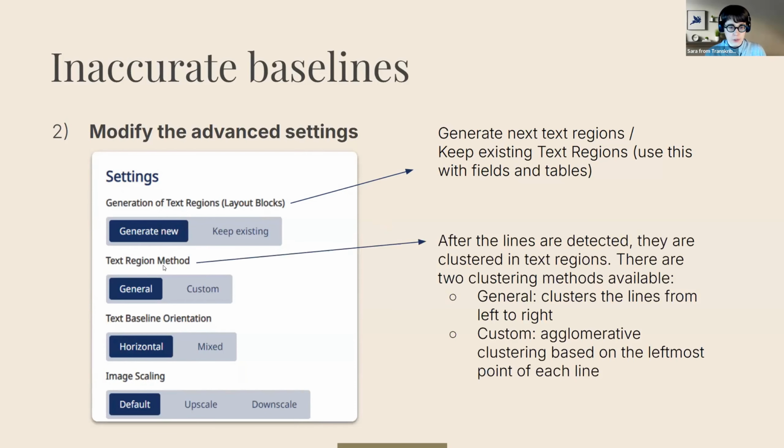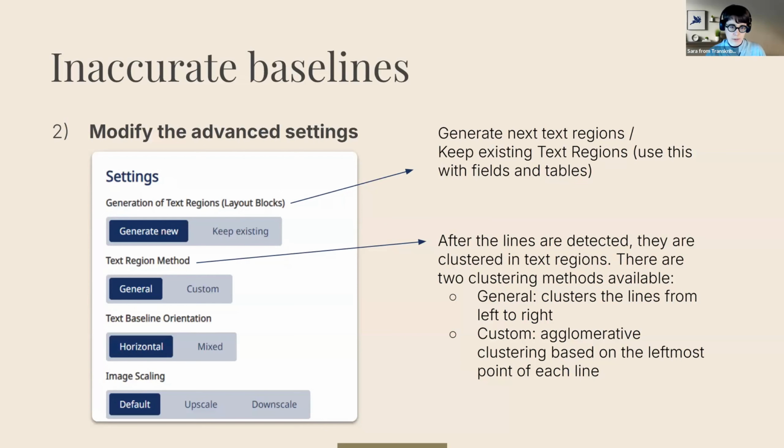Then we have the text region method, and this is used to tell Transkribus how you want the lines to be clustered into text regions. As Helene told us before, we use a bottom-up approach in Transkribus. So first, the baselines are detected, and after that, the baselines are clustered into text regions. Here you can decide how you want the baselines to be clustered.